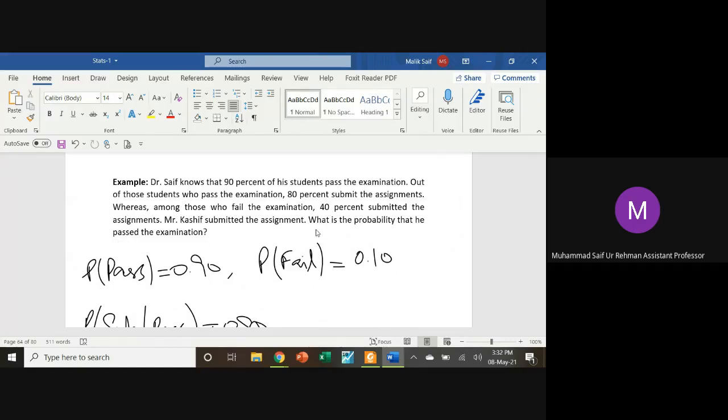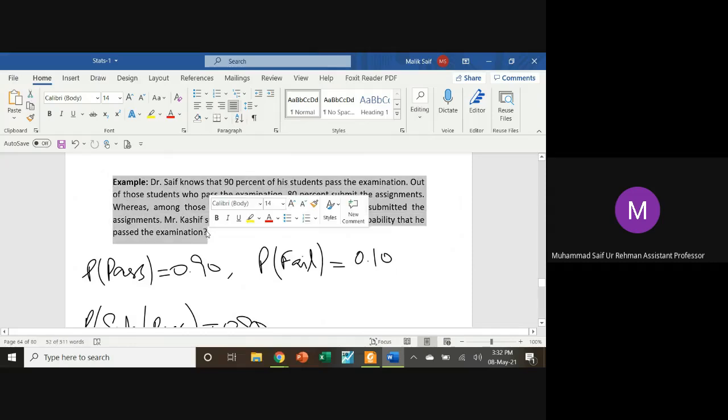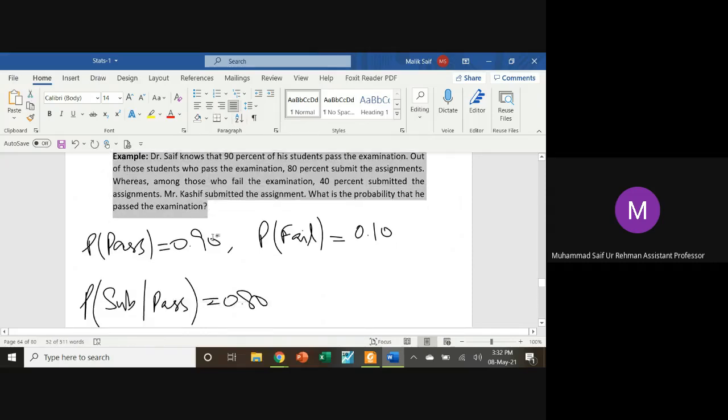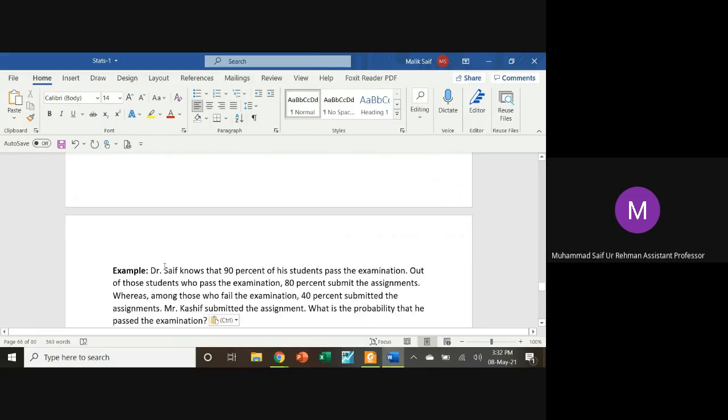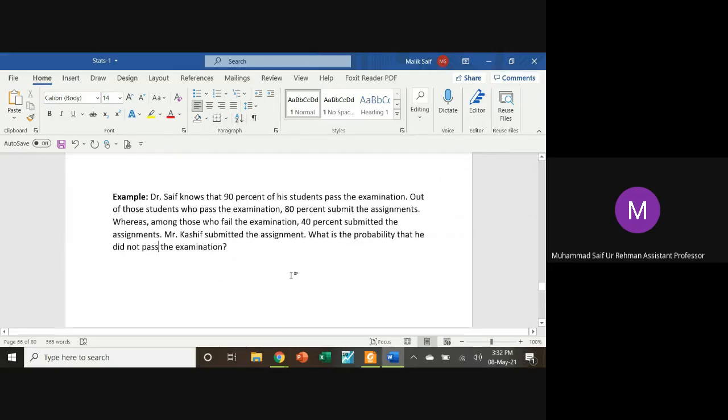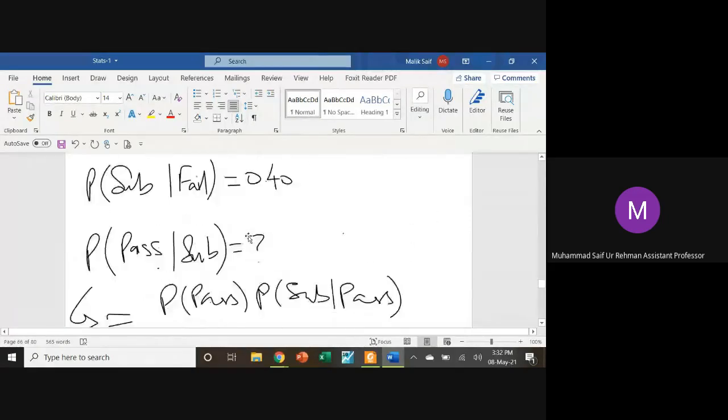Now the question is, what is the probability that he did not pass the examination? Let me copy it down. So now this is the situation. Can you solve it? If you are able to solve it, then you can solve the other scenario that we solved first.